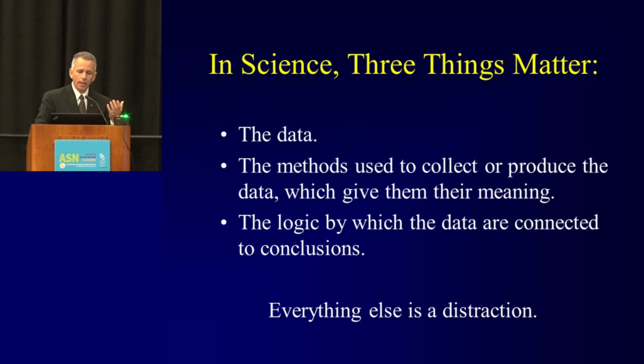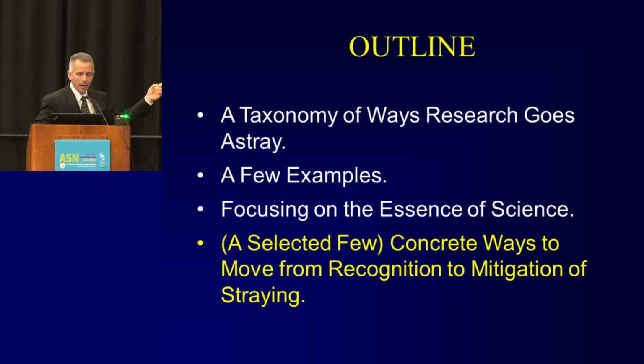And so we like to say in our group, in science, three things matter: the data, the methods used to collect or produce the data, which give those data their evidential meaning, and the logic by which the data are connected to conclusions. And that's it. Everything else is a distraction. And so if we want to improve the science, we need to focus right there.